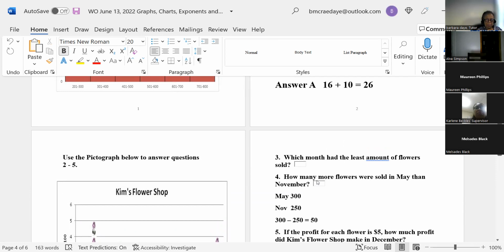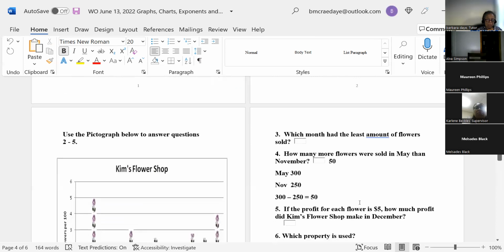Okay. How many more flowers were sold in May than November? Alva said May was 300, November 250. The difference is 50. So your answer would be 50. And I think most of you got that one right.